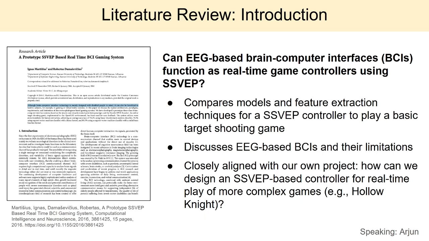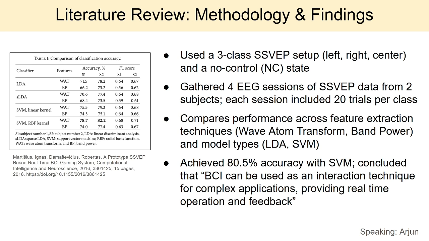This is closely aligned with our project, which addresses how we could approach making a real-time SSVEP controller for a more complex game. This study used a 3-class SSVEP setup for left, right, and center movement, plus an additional class for no input or control. They gathered 4 EEG sessions, collecting data from 2 subjects with each session including 20 trials per class. They tried multiple feature extracting techniques combined with different classifiers, and ultimately achieved 80.5% accuracy with SVM, and concluded that BCI can be used as an interaction technique for complex applications, providing real-time operation and feedback.